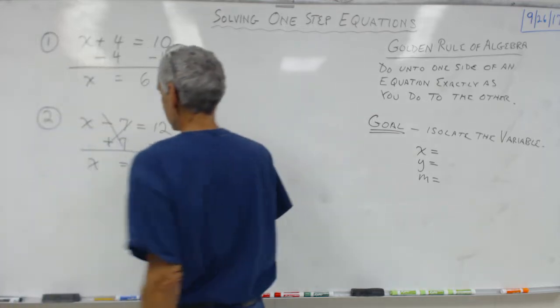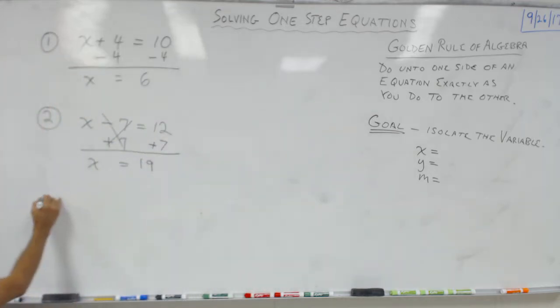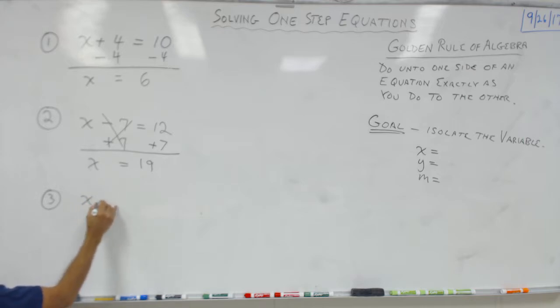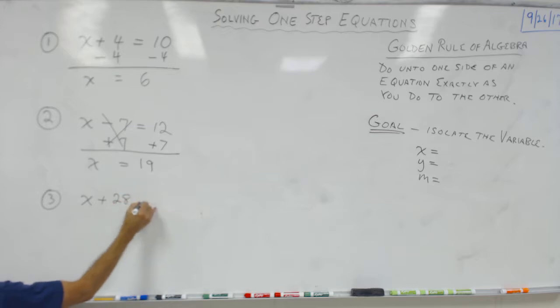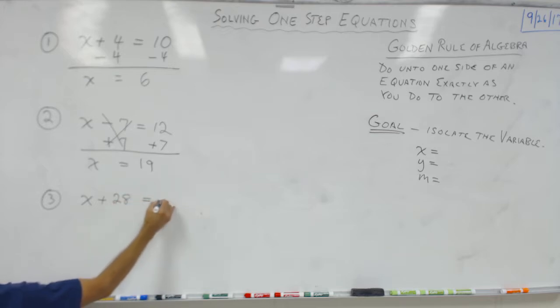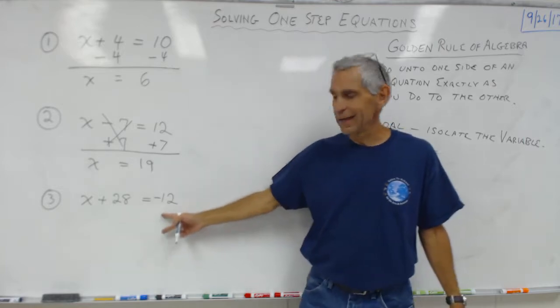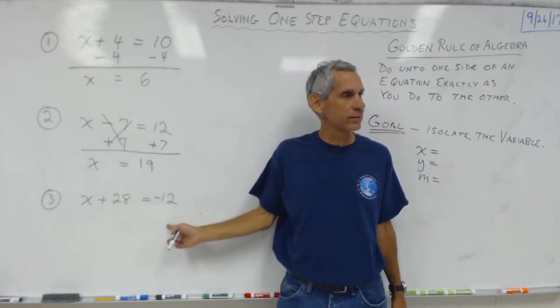Okay? Let's do one more. Let's say I gave you this. And you can always check your problem by plugging in the number you got for x. Yeah, but I'm too lazy to do that. Okay. All right, here we go. We got x plus 28 is equal to negative 12. Now suddenly it's a little harder.